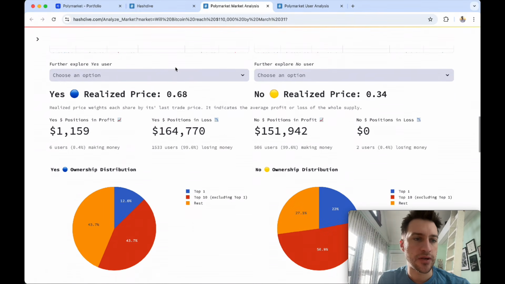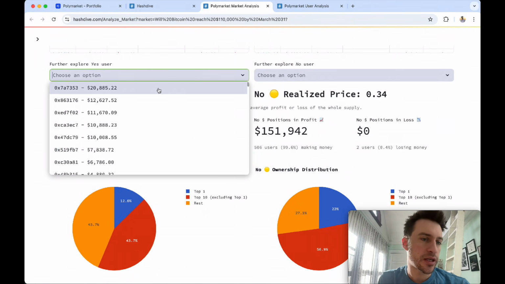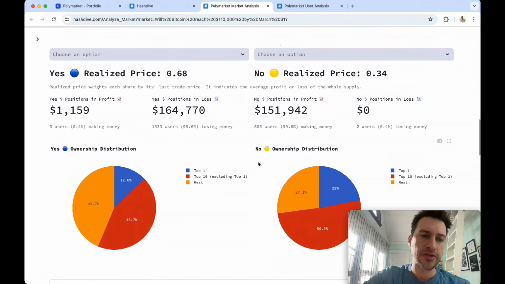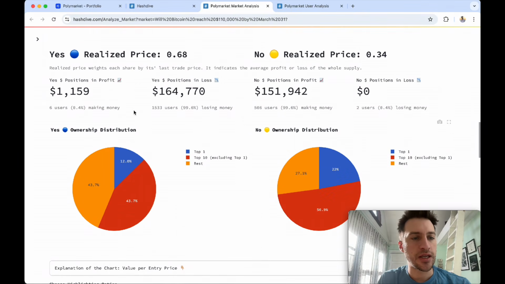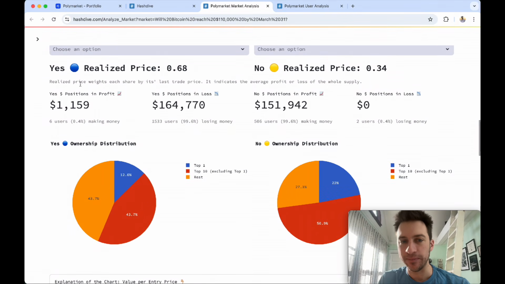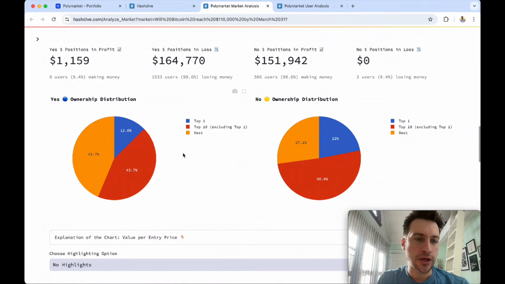Now we can also see further explore yes user. So if I'm really curious about like this guy, I could click on that. But first I want to show you guys some of this. So this is the 6 users who are in profit, whereas look at this, 99.6% of people that bought no are making money, but 0.4% of people that bought yes are making money. That's so interesting. And you can see here the ownership distribution.